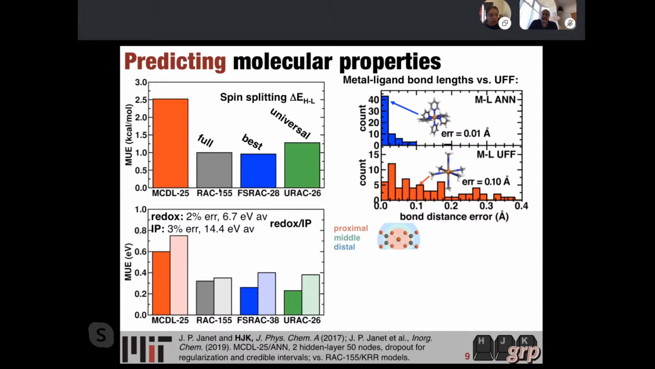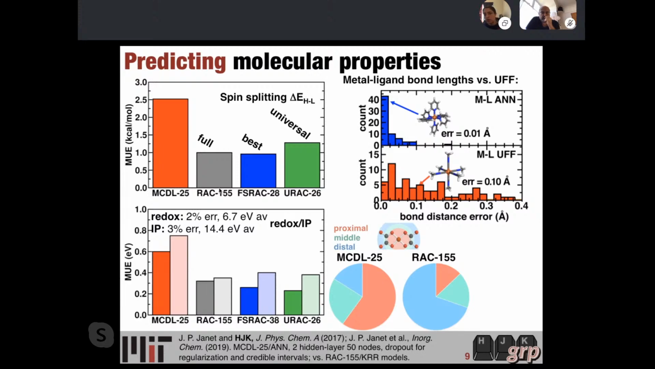And so a question that's probably coming to your mind at this point is, well, what's the difference between MCDL25 and these RAC subsets? Since they both work, how can we look at why one works better than the other? And so what I've done here is I've separated out MCDL25 into metal proximal versus middle versus distal features. And you can see that, as I mentioned, most of the features are proximal in nature. Middle refers to this intermediate that involves 2 atoms away from the metal. And RAC 155, by definition, in the expansion, is very focused towards metal distal features.